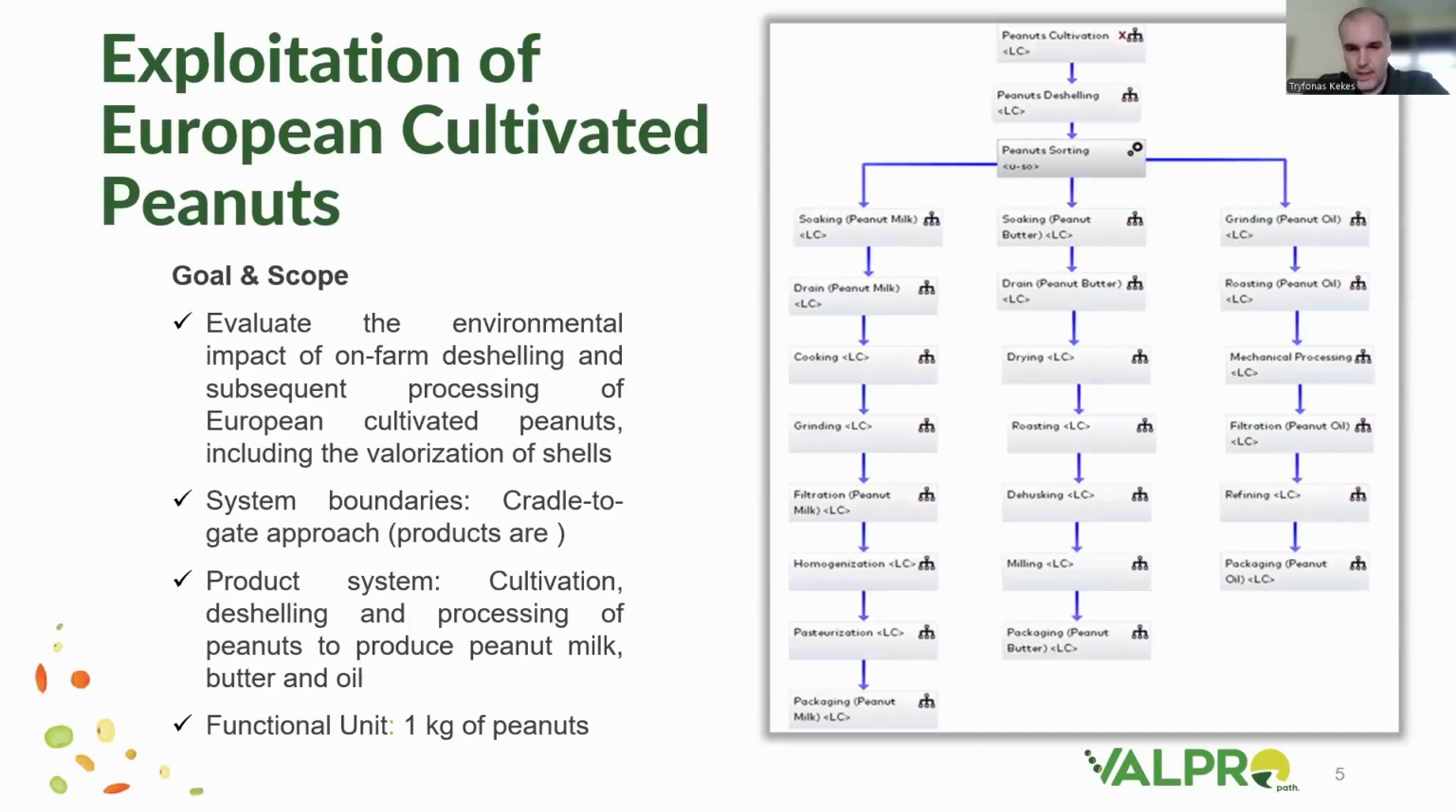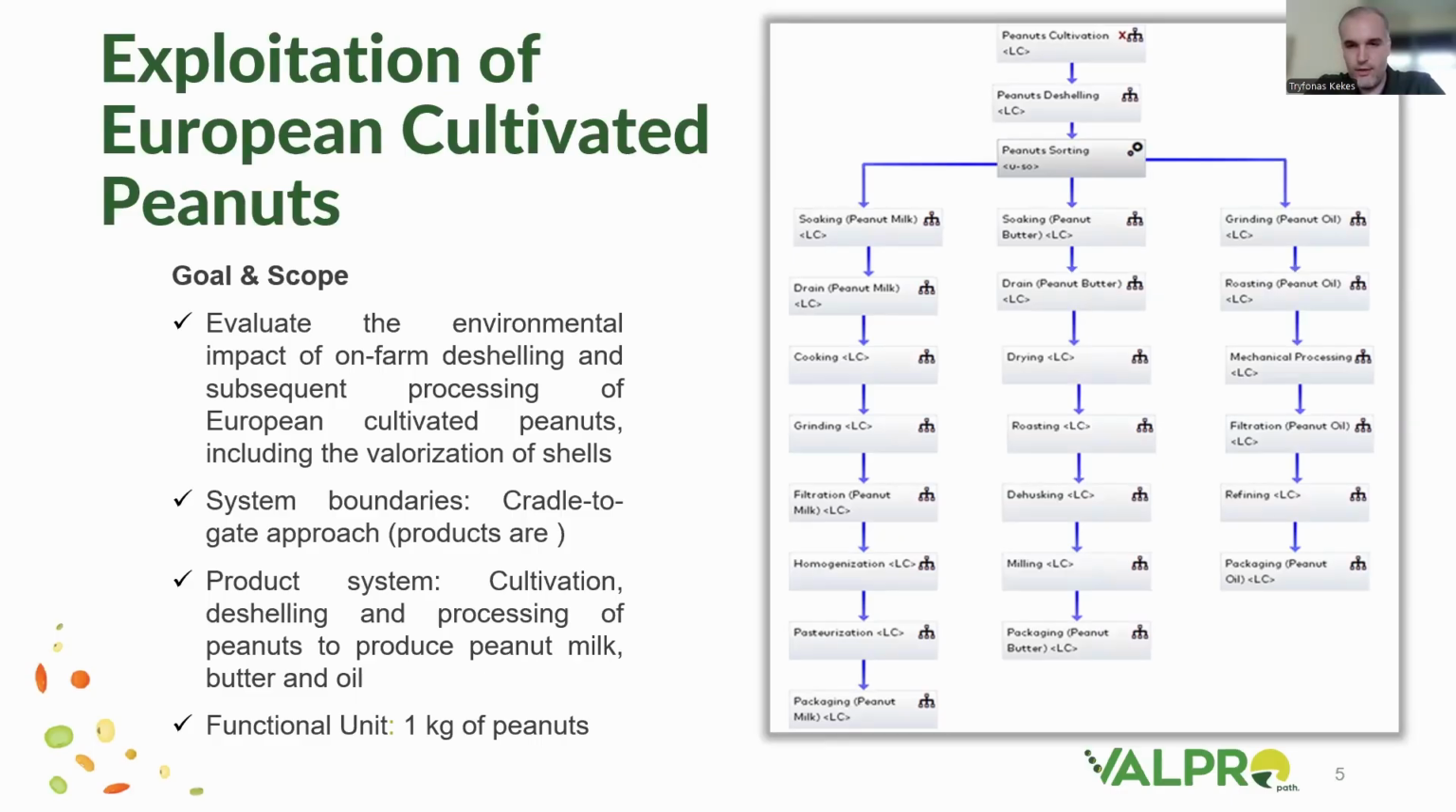The second business case that we're going to present today regards the exploitation of European cultivated peanuts. In general, peanuts are not cultivated so much in Europe and are mainly imported from other countries like Argentina. So our main goal was to evaluate the environmental performance of European cultivated peanuts coupled with on-farm desalting processes and then some subsequent processing to produce relevant products like peanut butter, peanut milk, and peanut oil.